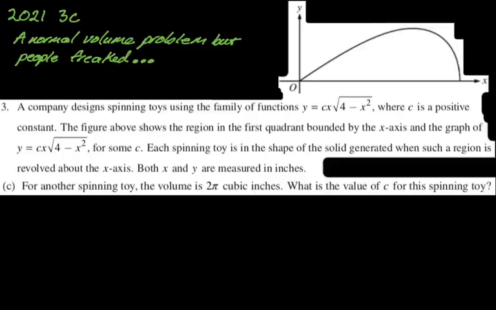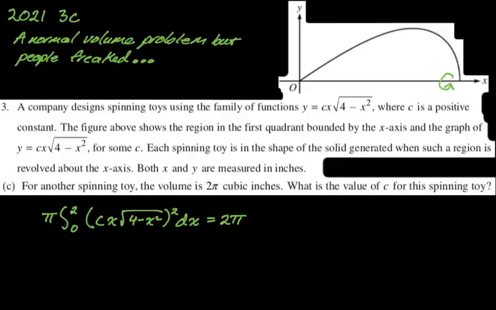Part C is the one that people, I don't know, maybe all the parts, but part C in particular. For another spinning toy, the volume is 2 pi cubic inches. What is the value of c? So we're going to rotate that curve around the x-axis, and then we're going to find the volume. So just set it up, right? So it's going to be pi, the integral from 0 to 2. You have to figure out 2 because the square root of 4 minus x squared, so x has to be 2 or negative 2, but looking at the picture, x is definitely 2.